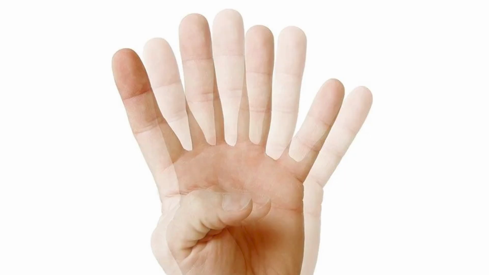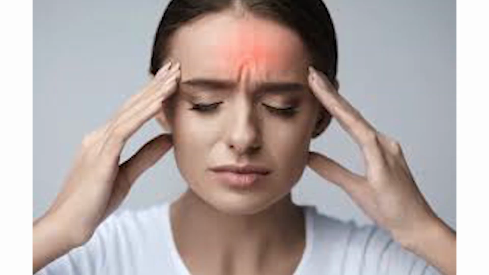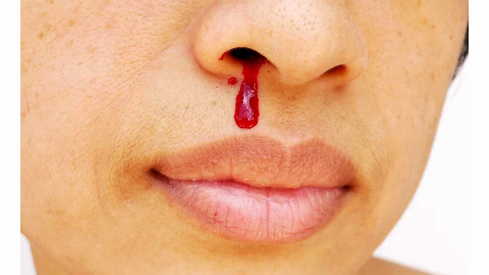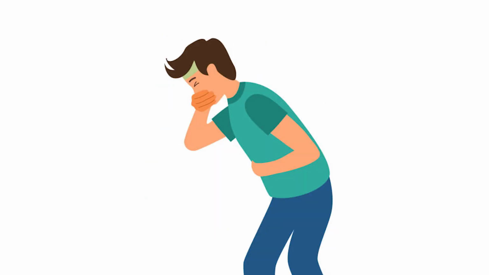There are some signs that should not be ignored and need immediate attention. They are known as warning signs. They are visual disturbance like diplopia or blurred vision, proptosis, pain or restricted eye movement, persistent headache, clear fluid or blood from the nose or eye, neurological symptoms, seizure or repeated vomiting.